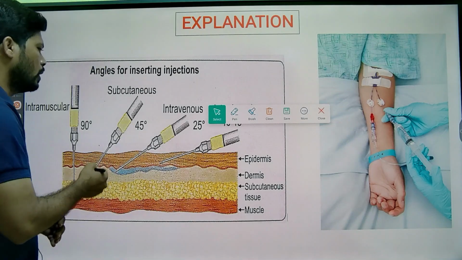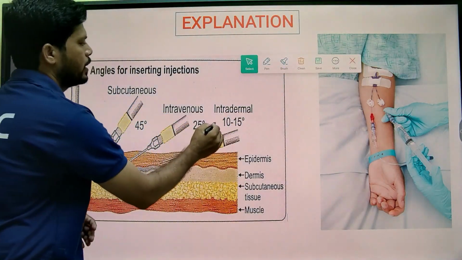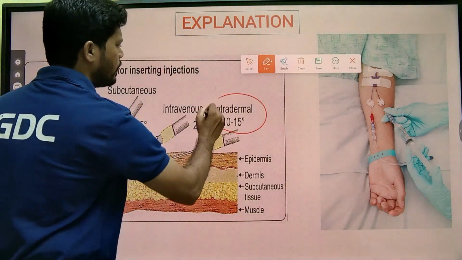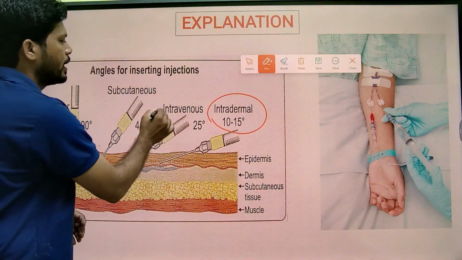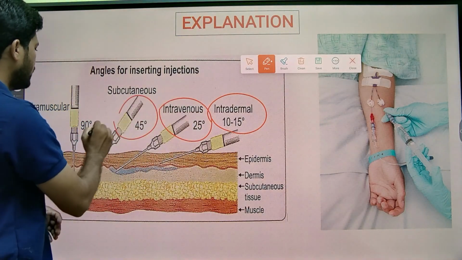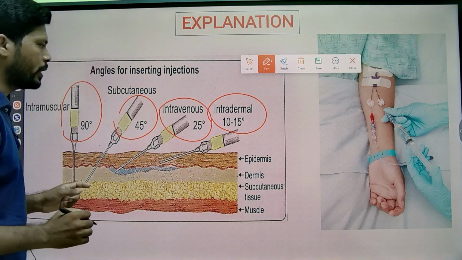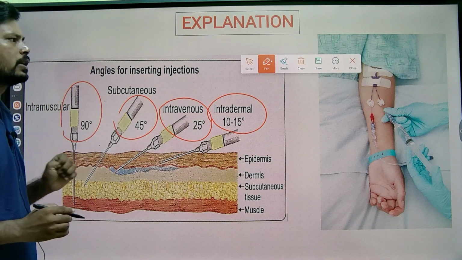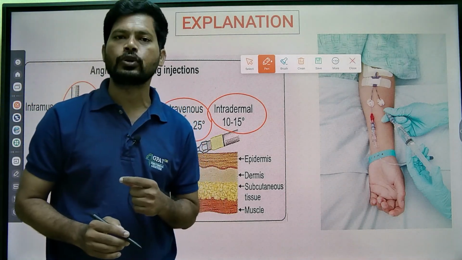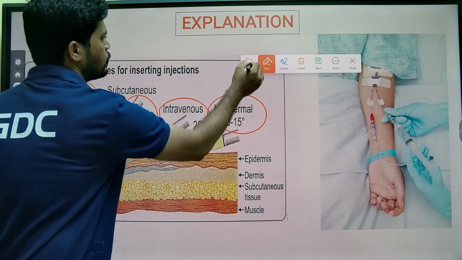Next, this is the diagram you can easily understand. So different routes, for example: intradermal route of administration is 10 to 15 degree angle, intravenous 45 degree, subcutaneous 45 degree, and intramuscular 90 degree. So this is very important. Only four angles, and definitely you will get a chance of MCQ on these angles. Okay, so this is simply the explanation of this question.